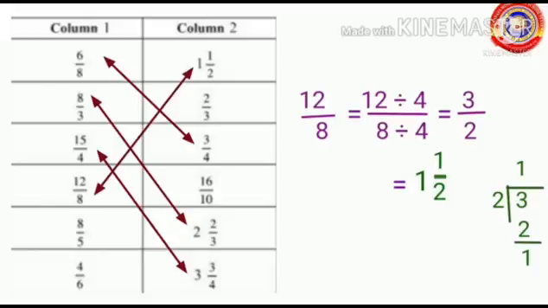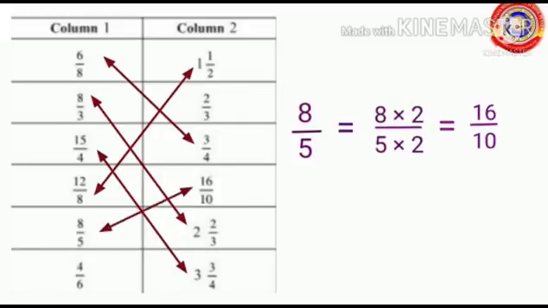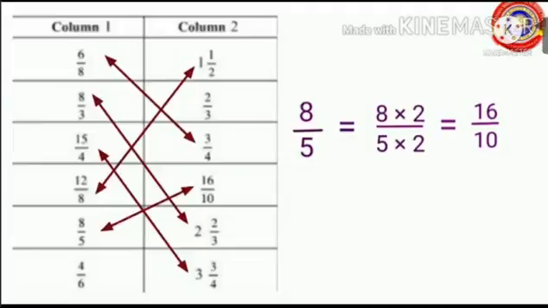Children, did you understand this? Next, 8 by 5. Here we need to find the equivalent fraction of 8 by 5. For that, multiply 8 by 5 with 2. That is 8 into 2 by 5 into 2, which is equal to 16 by 10. So join 8 by 5 with 16 by 10.